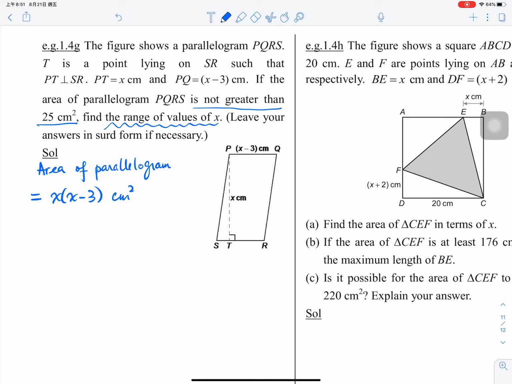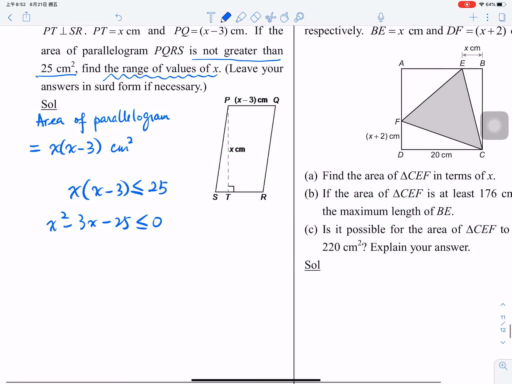And the area of the parallelogram is not greater than 25. So this one is not greater than 25. Is it this one? No, smaller than or equal to 25. Not greater than means including 25, this value, right? So x squared minus 3x minus 25 is smaller than or equal to 0, right?